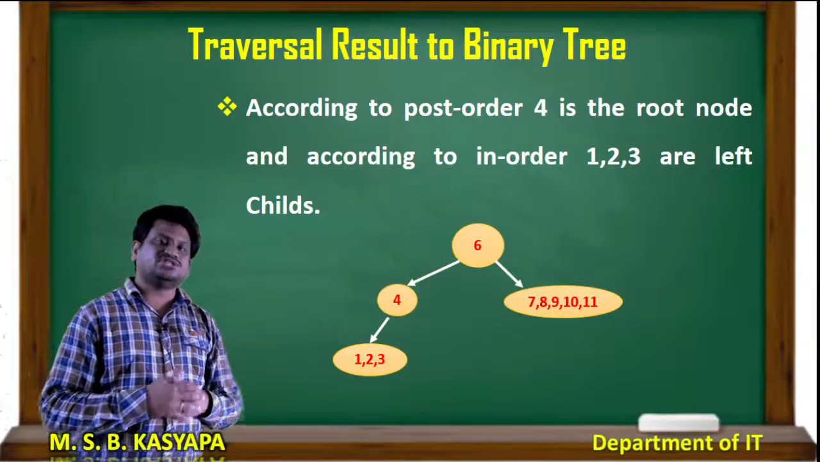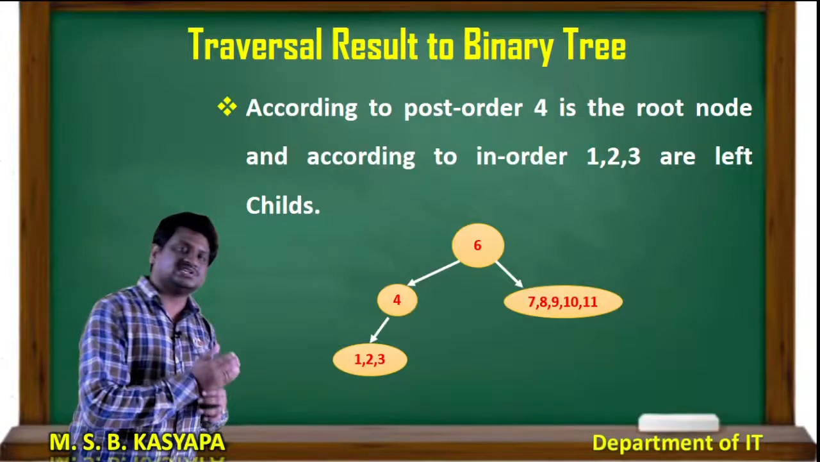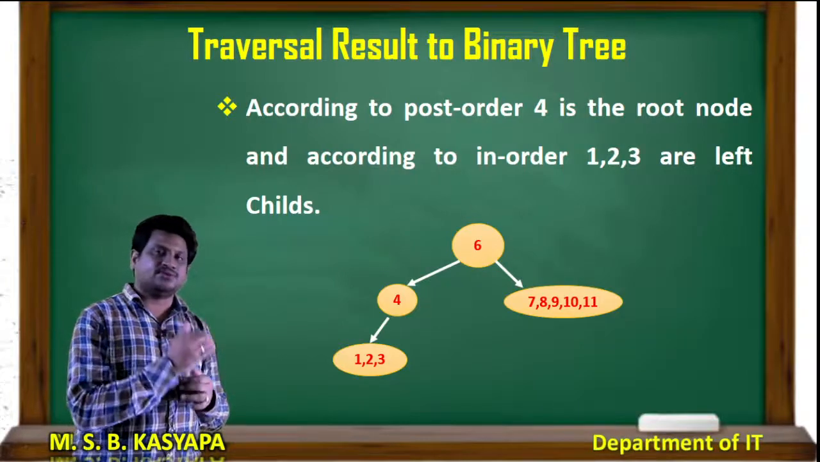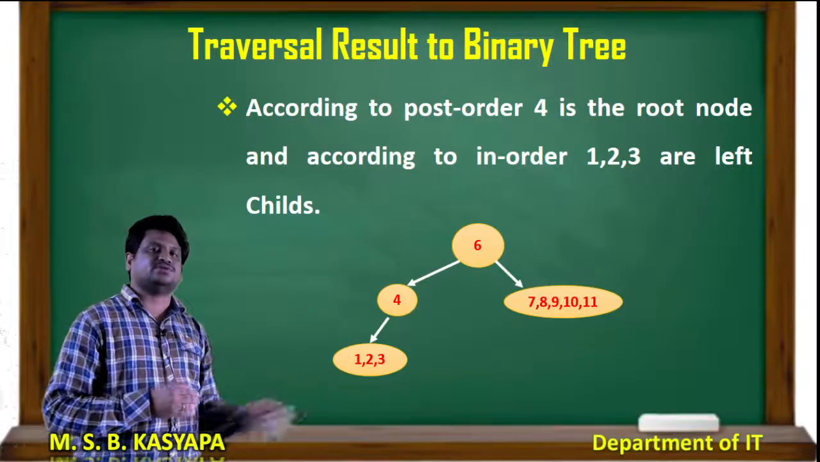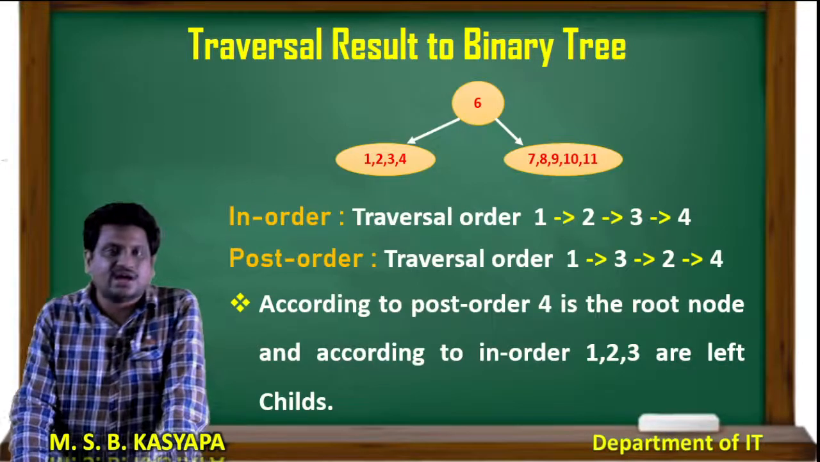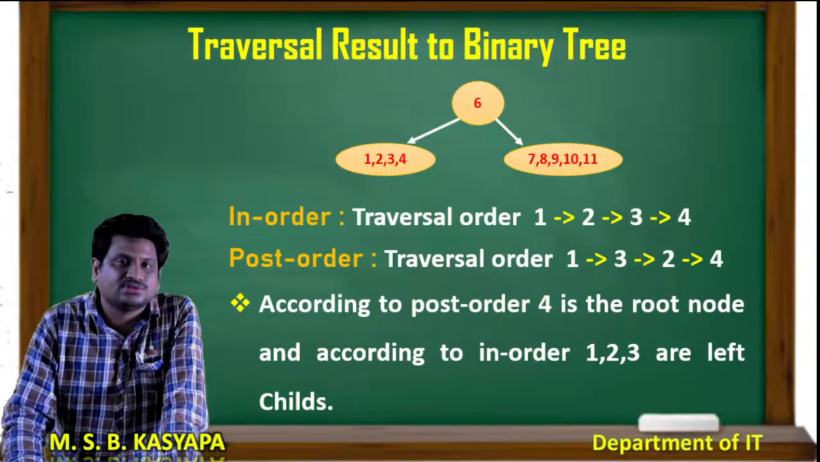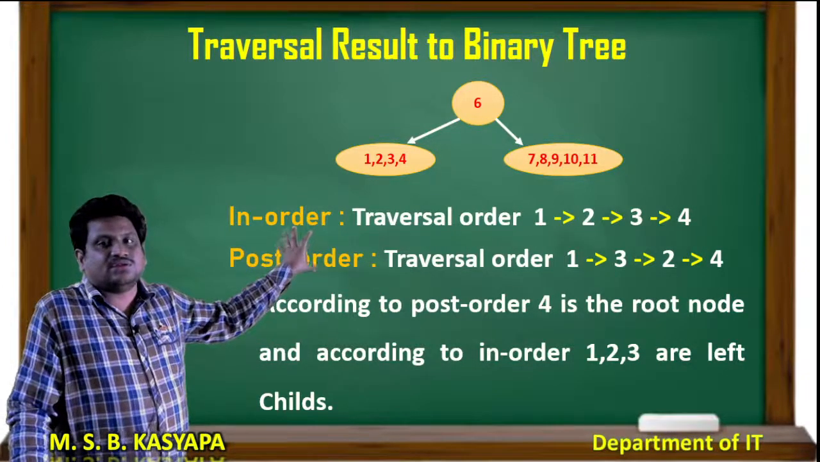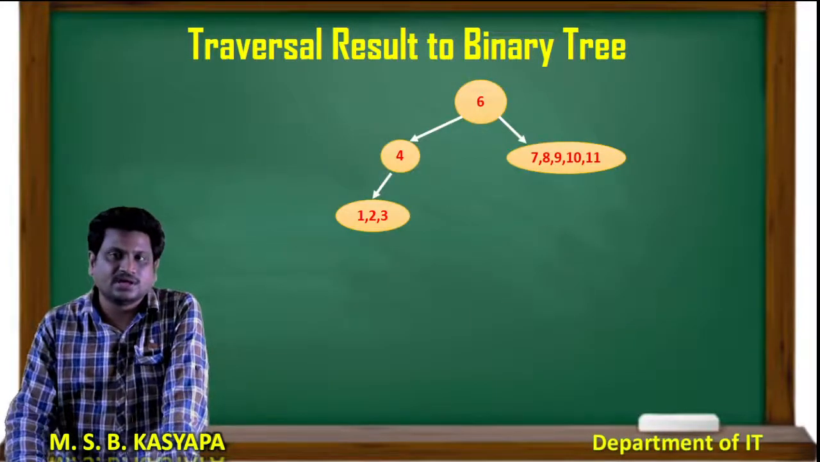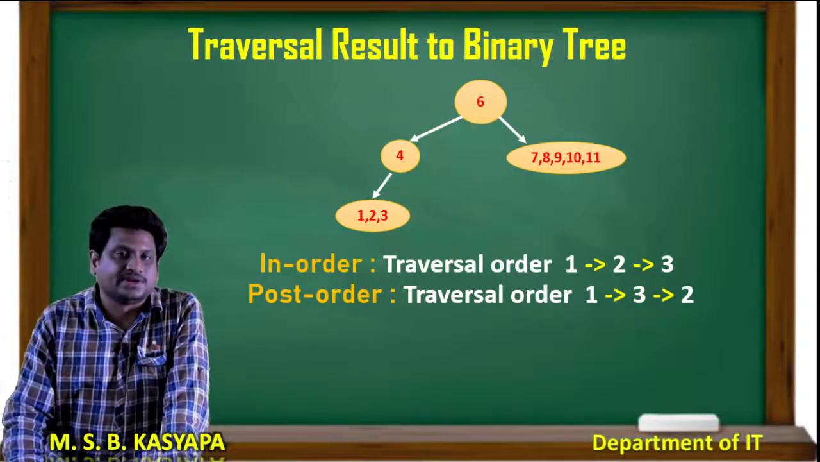So according to this conclusion, what is my tree right now? 6 and 4 is the main root, with the left subtree after that. I have values 1, 2, 3. For these also I have to take the in order and post order values. The in order is 1, 2, 3, and the post order is 1, 3, 2.